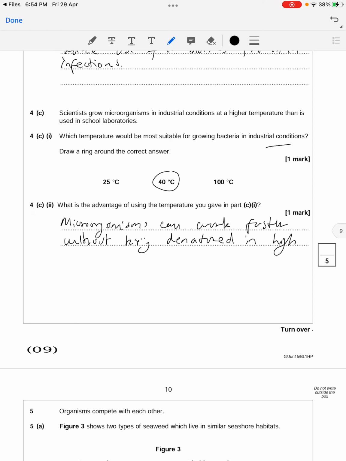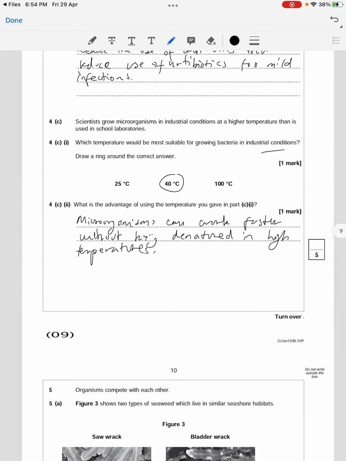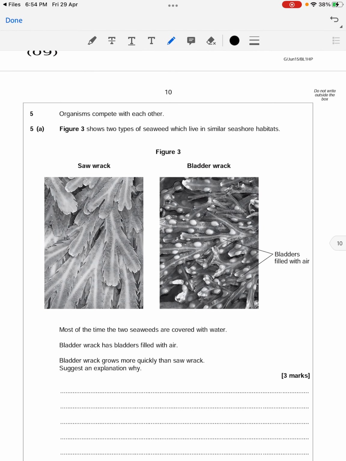Natured in high temperatures. So that means they don't get burned or destroyed due to high temperatures, so that these enzymes or these microorganisms don't get destroyed. Now 5a, organisms compete with each other. This is more like competitions, and most of the time two seaweeds are covered with water. So I like these kind of questions because it's related more with analysis questions, analyzing the idea.